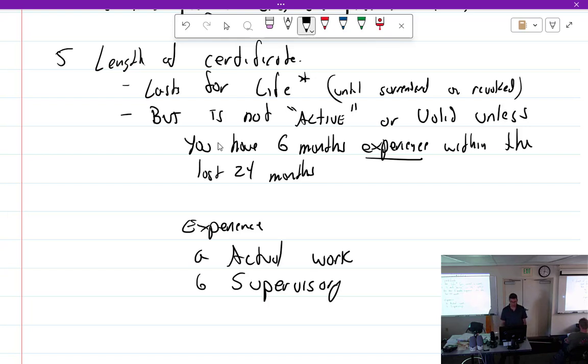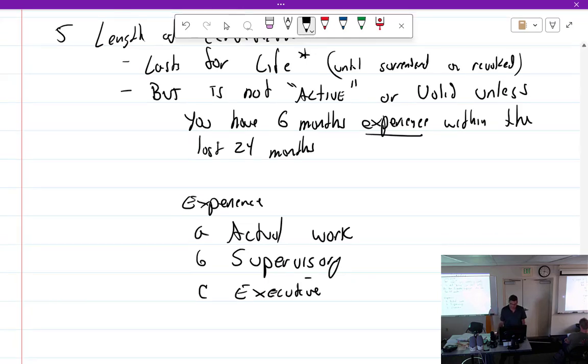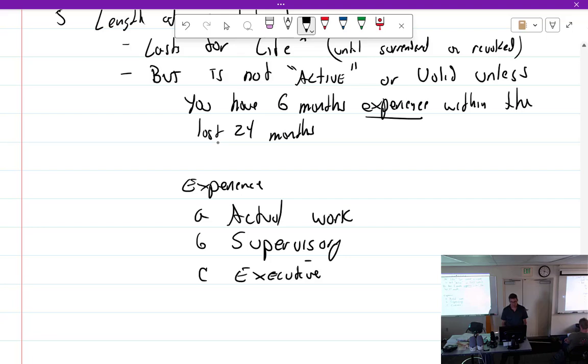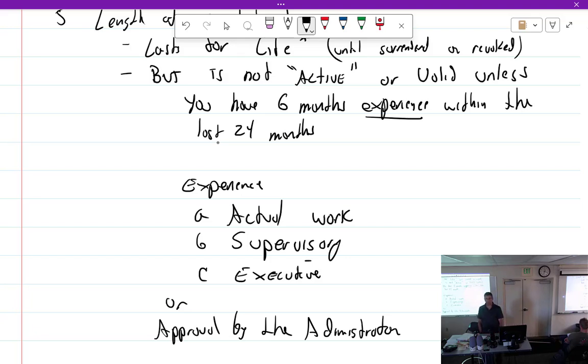And this one cracks me up. Or executive. You don't actually work on aircraft. You don't actually supervise people working on aircraft, but by God, you're running the company. And then my favorite is or approval by the administrator. The FAA does not call itself the FAA. The FAA calls itself the administrator. So whenever you see the administrator in the FARs, that means the FAA. That's who they call themselves.